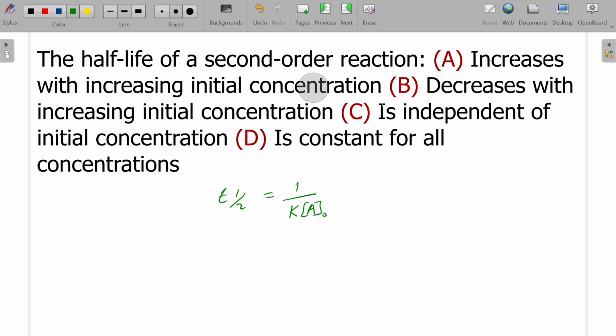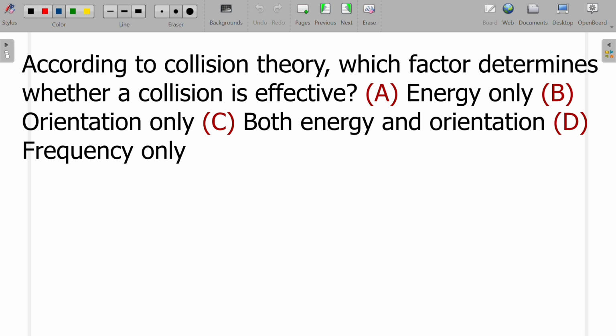On our options here, the first one is increases with increasing initial concentration. That's not correct because this shows that those two are directly proportional to each other, which is not correct in this case. The second one, decreases with increasing initial concentration, yes, this is correct because it shows that when one is increasing, the other one reduces. So our answer in this case is B. So yeah, that's our answer.